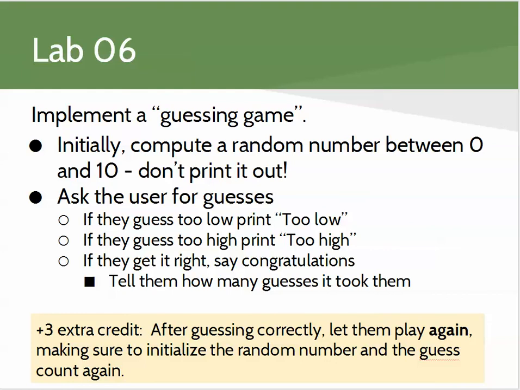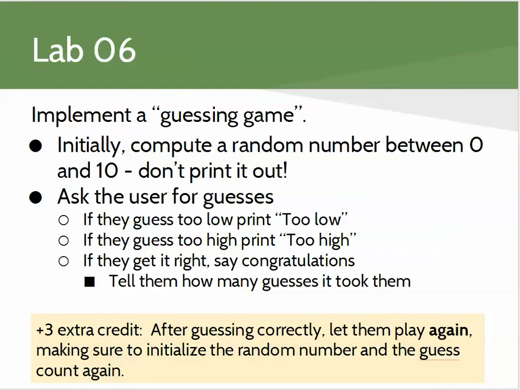After you compute this random number between 0 and 10, I want you to ask the user for guesses. And each time they enter in a value, determine whether that value is less than the secret number or greater than the secret number, and tell them whether their guess was too low or too high. If they get it right, say congratulations, and then they'll be all set. I want you to continue to allow them to guess until they get it right. That's the until part that's sort of implied here. They're going to guess over and over again until they get the right number.